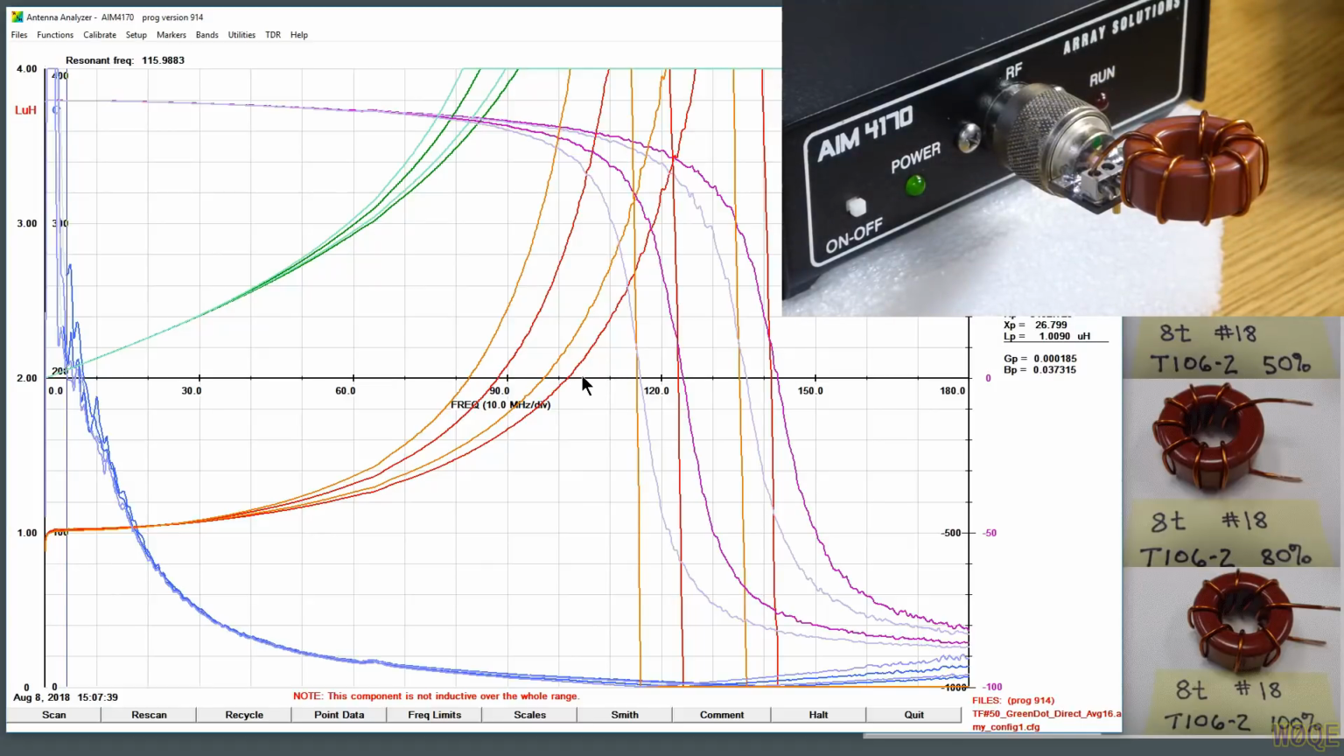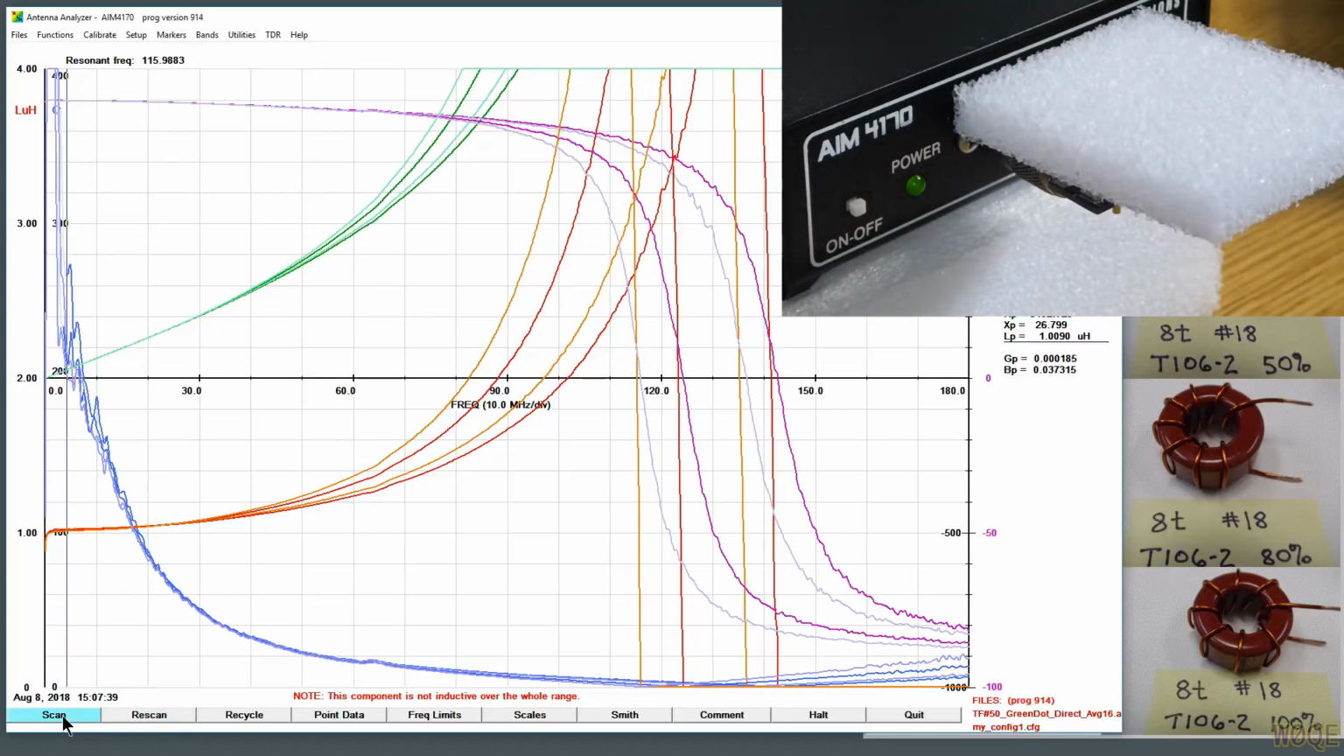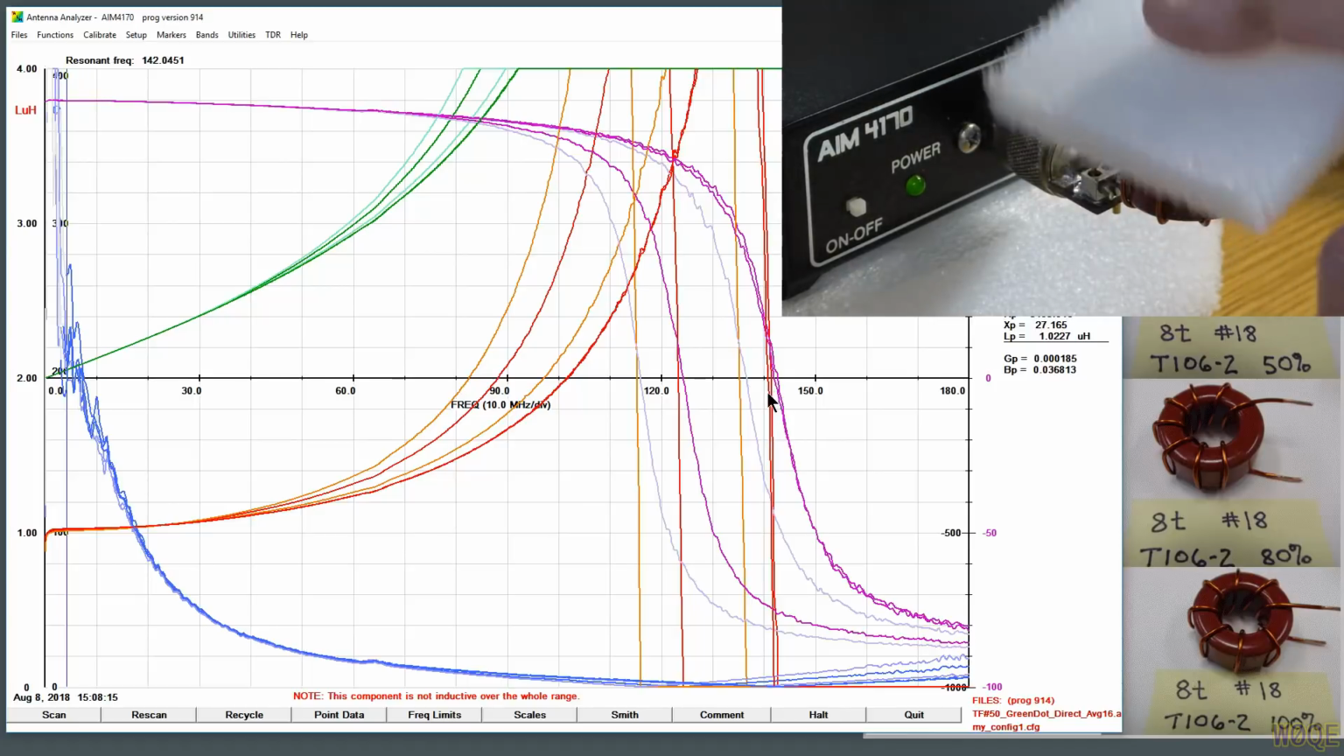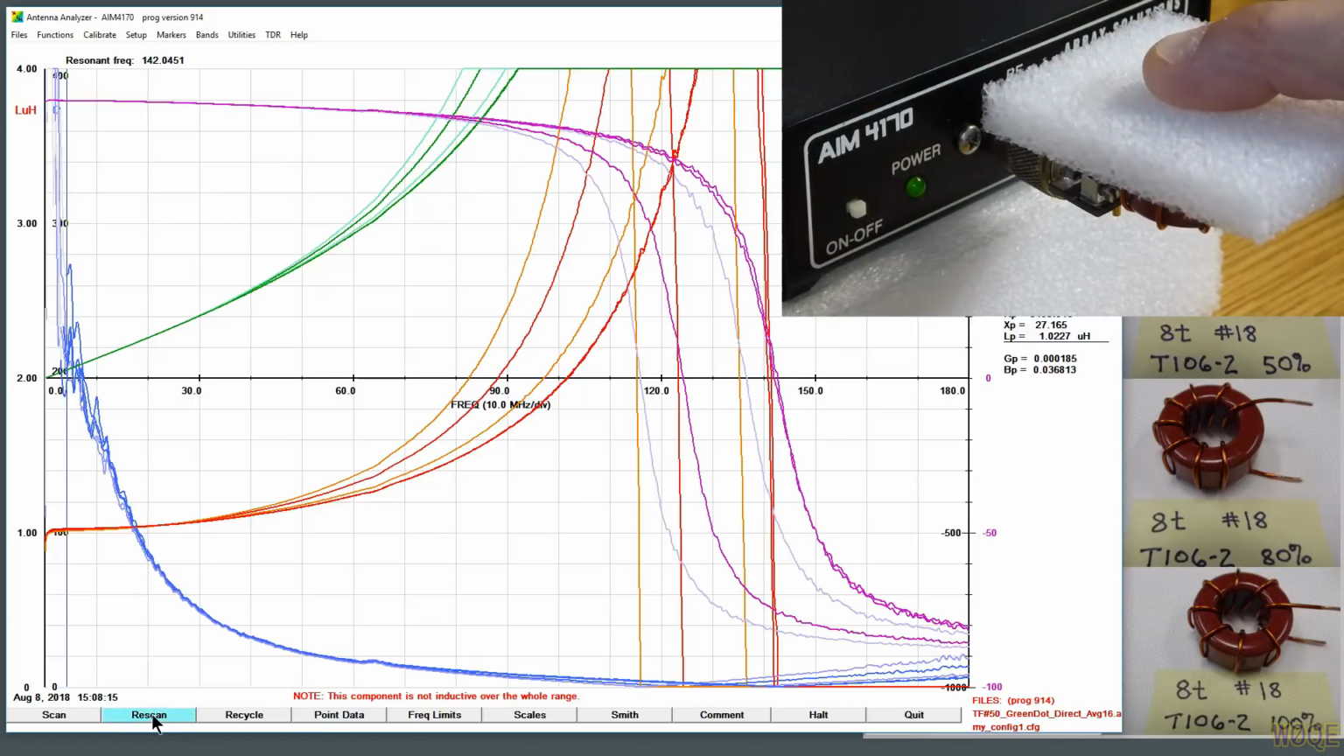And for the last thing, if we put a piece of closed cell foam on here, we should see almost no change at all. So let me do a rescan of that. It should line up and come through the resonant point at just a little bit over 140 megahertz. We see the lines are both almost exactly on top of each other there, but it's dropped a little bit. Now, if I put my finger on there, we will see, even though it's only on this side, we will see it dropping more.